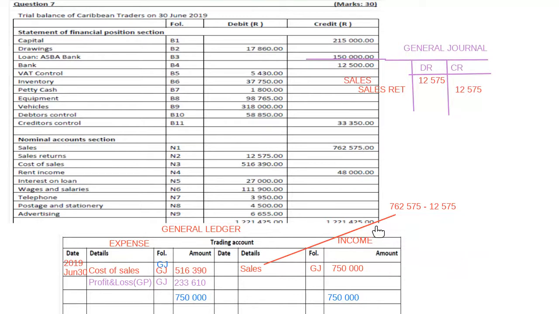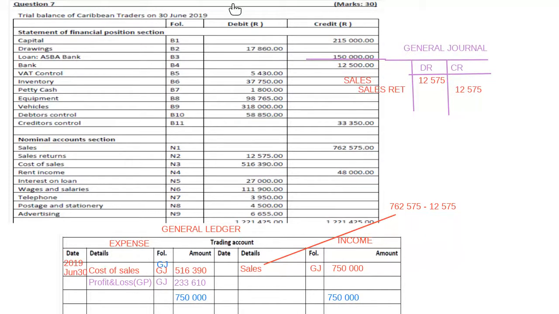Okay, let me show you the cost of sales. If I had to show the cost of sales, I'll do the same thing. Remember, the cost of sales has been transferred to the trading account. So I'm going to look at the cost of sales. Where did I put my cost of sales? I put my cost of sales here on the debit.